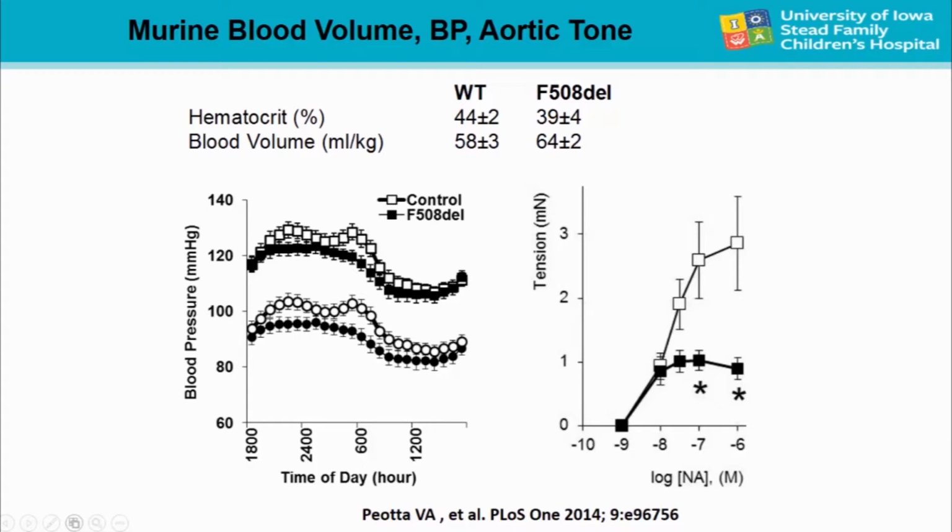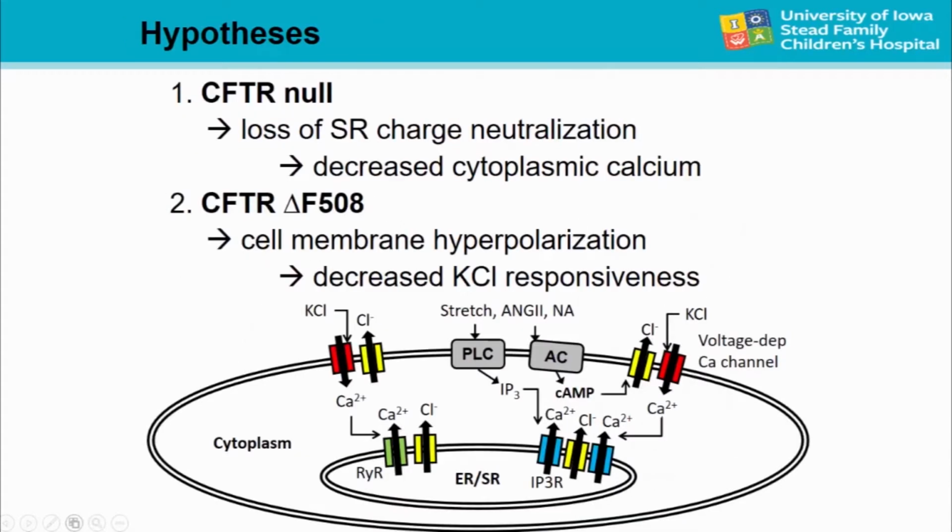So we wanted to move again into a larger animal species so we could really look at some second messengers. And we were able to take advantage of the fact that there was an active CF research group. They have a CF pig model that they've been making some great strides with. And so we were able to get some aortas from them and then test our hypothesis that these CFTR null piglets would have a loss of charge neutralization and decreased cytoplasmic calcium.